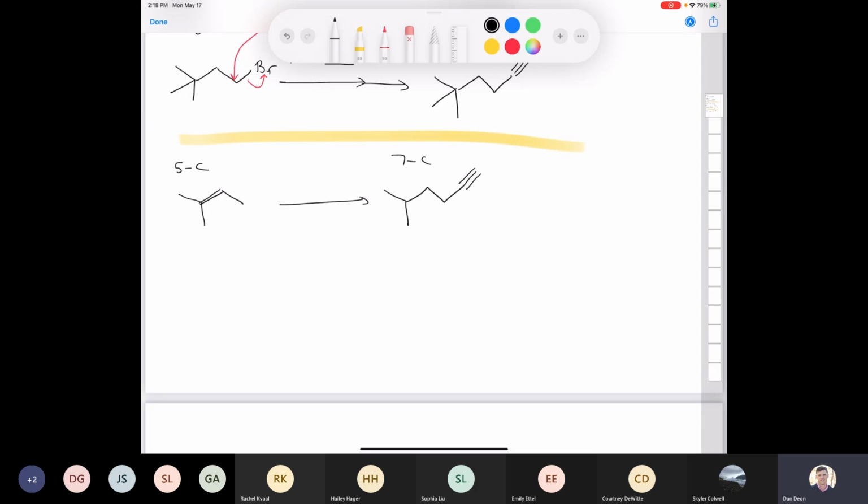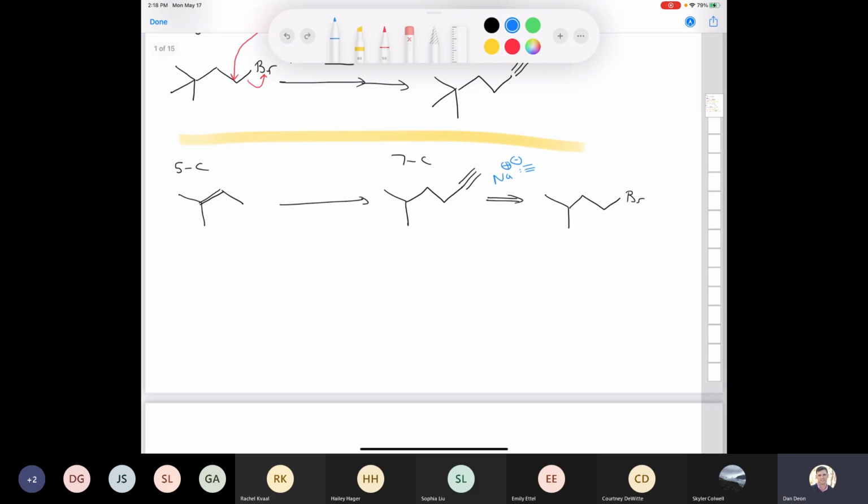And this one is a good example. You can see that if you had this compound, and if you had the bromine over here, then all you'd have to do is treat this with sodium acetylide, right? And you'd end up with the desired compound. So then the question becomes, how do I get from here to here?